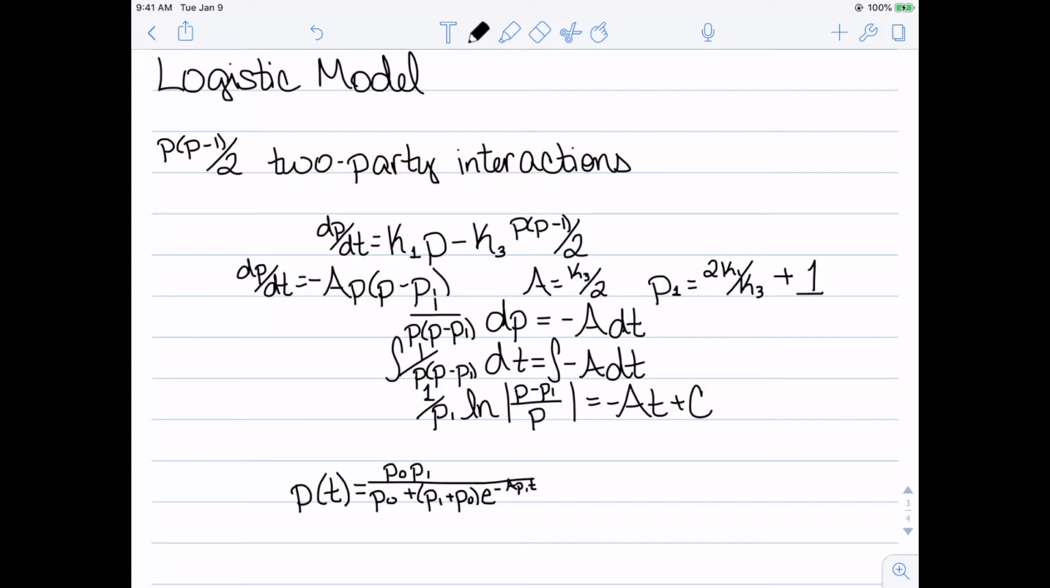Actually, solving for P of t gives us that this is equal to P0 P1 over P0 plus P1 minus P0 times e to the negative A P1 t.